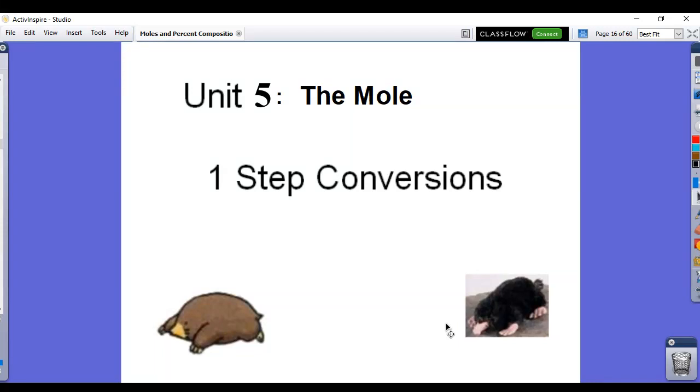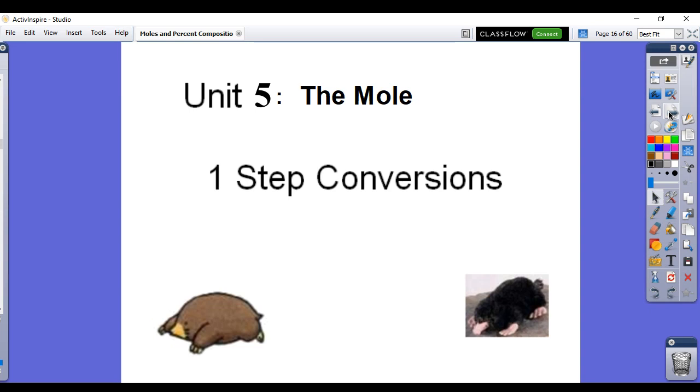All right, we're going to talk about the mole, continue with that. You have been working on how to find molar mass and just in general what a mole is. And hopefully you looked at what a mole equals to. Avogadro's number, that's 6.02 times 10 to the 23rd.